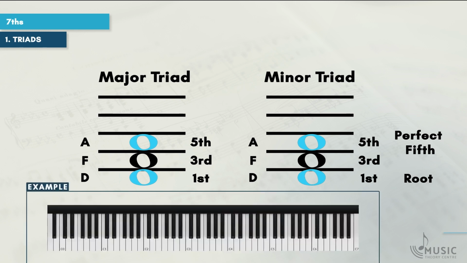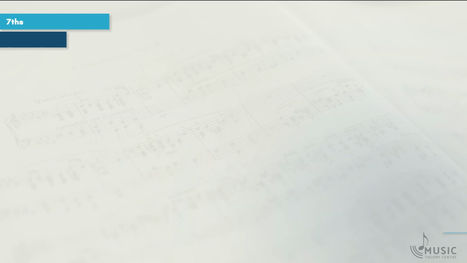So, in D, a D minor triad is D, F, A. D, 2, 3 is F, 4, 5, which is A. The F is 3 semitones above D. D, 1, 2, 3, F. D major is D, 2, 3, F sharp, 4, 5 is A. F sharp is 4 semitones above D, a major third. This is the basics of triads.